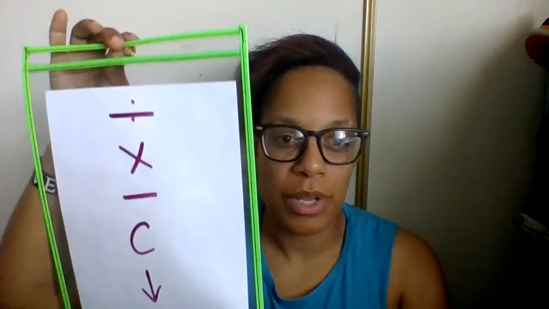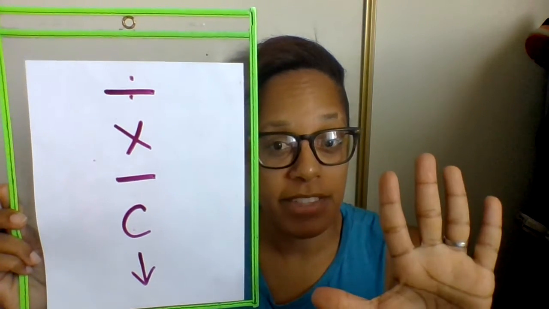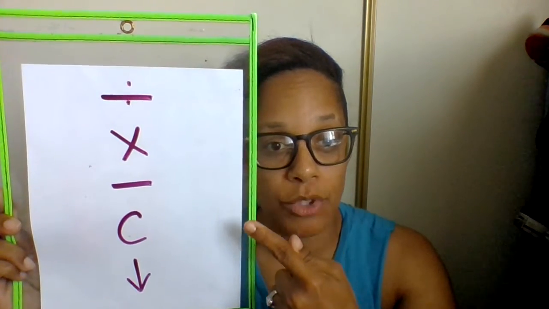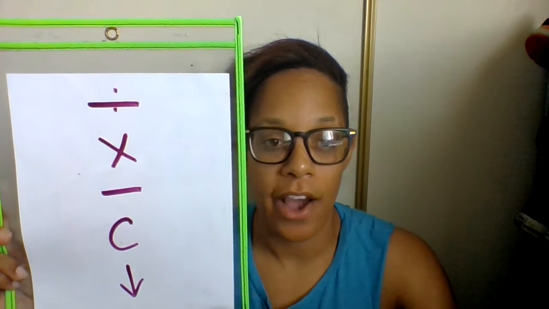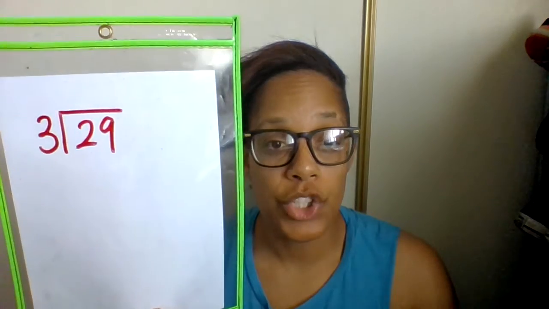So, if we were to review our steps of division, here are our steps. We know that there are 5 steps in division. We divide, multiply, subtract, compare, and then bring down. So, if we were to look at this problem, we would do our first step.